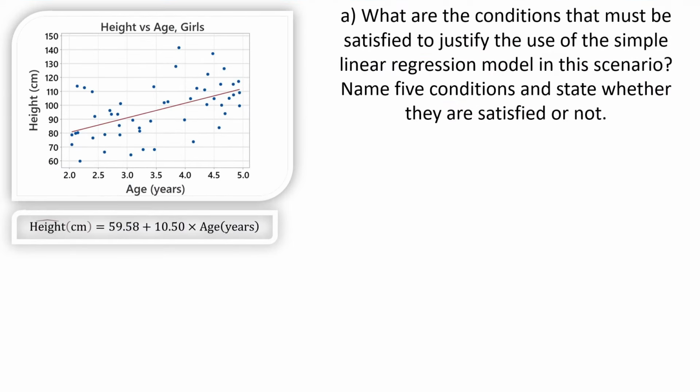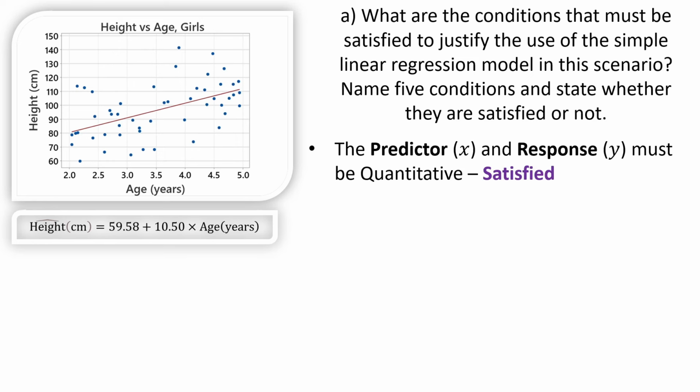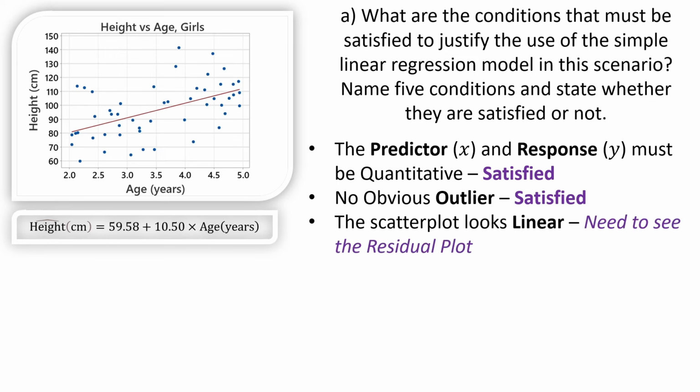So going back to the original data, where we have the age of baby girls between 2 and 5 years and their height, we have that the predictor variable, which is age, and the response variable, which is height, are both quantitative, and so that condition is satisfied. There's no obvious outlier, so that condition is satisfied. And clearly there's no evidence of a lurking variable, so no worries there. The scatter plot looks linear, and so you might be tempted to say the linear enough condition is satisfied. I think that would be okay.